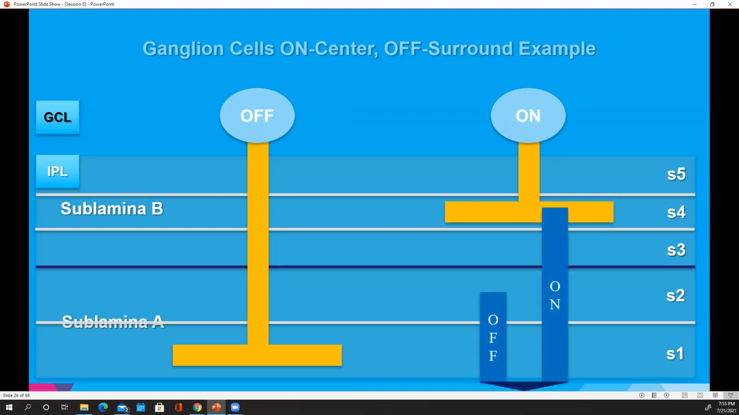Just to show you, that's how I would draw this maybe. And it doesn't have to be here. This guy could be in S2 as well, if there was a bipolar cell that connected to it in S2. Does this make sense?